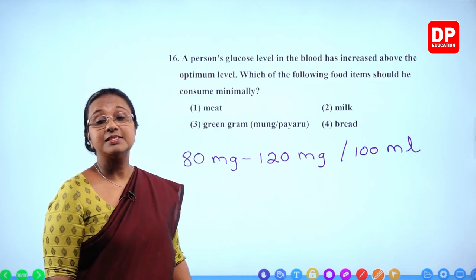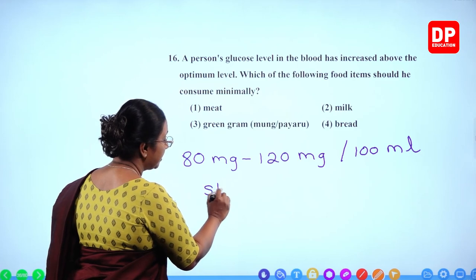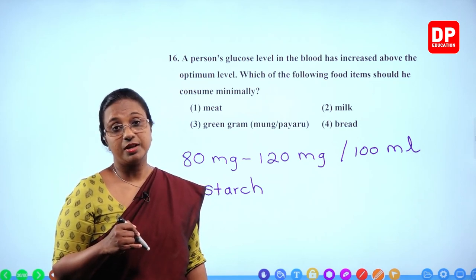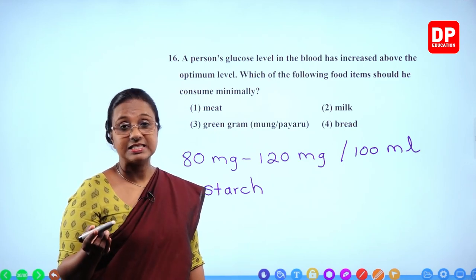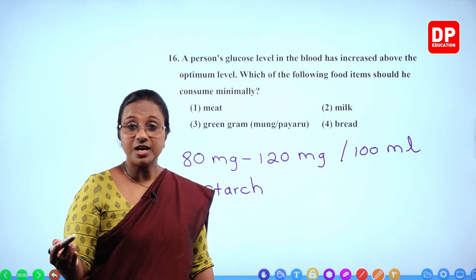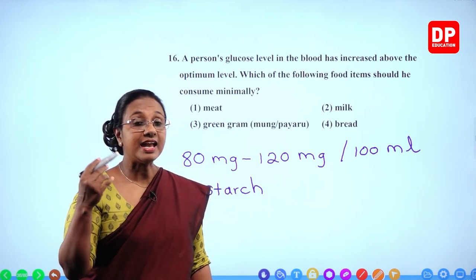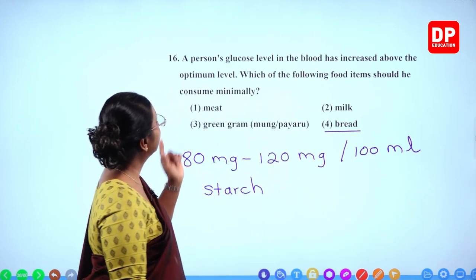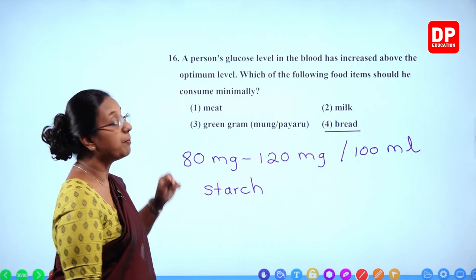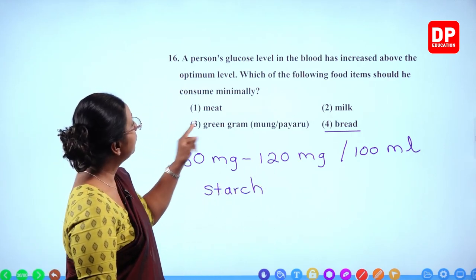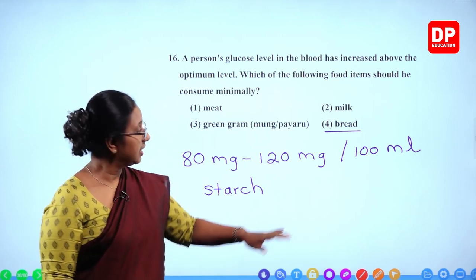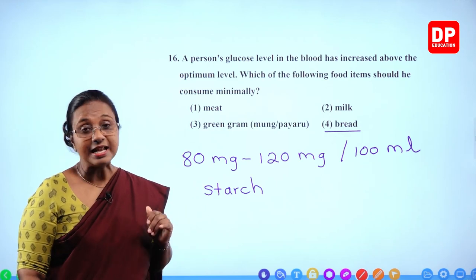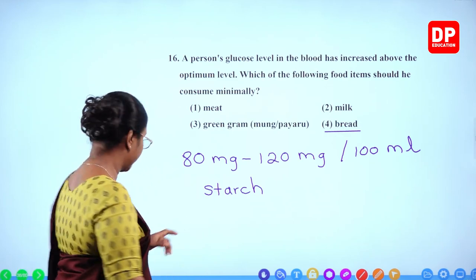Then bread. Bread is starch. Now, you all know starch is a polysaccharide and starch is made up of glucose units. It is a natural polymer of many glucose units. So, when starch is hydrolyzed by amylase, there is maltose produced. Maltose undergoes hydrolysis and gives rise to glucose. So, that can directly increase the glucose level in the person. So, he has to avoid bread. A person's glucose level in the blood has increased above the optimum level, that is between this range. Which of the following food items should he consume minimally? It should be bread, because starch hydrolyzes to give glucose as the end product. Is that clear, student? So then we'll move on to the next one.